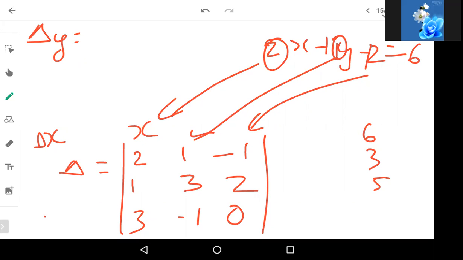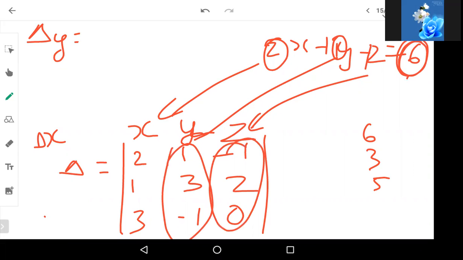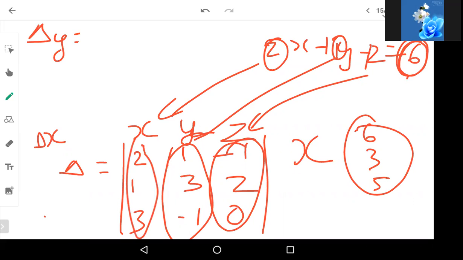So all these values are coefficients. These values are coefficients of x. These values are coefficients of y. And these values are coefficients of z. And the equal to part, whatever is there, is the constant. And these constants, we are replacing one after the other. For delta x, we will replace the constants in the place of x. So in delta x, this column will be replaced by 6, 3 and 5. In delta y, we will replace this column with 6, 3 and 5.